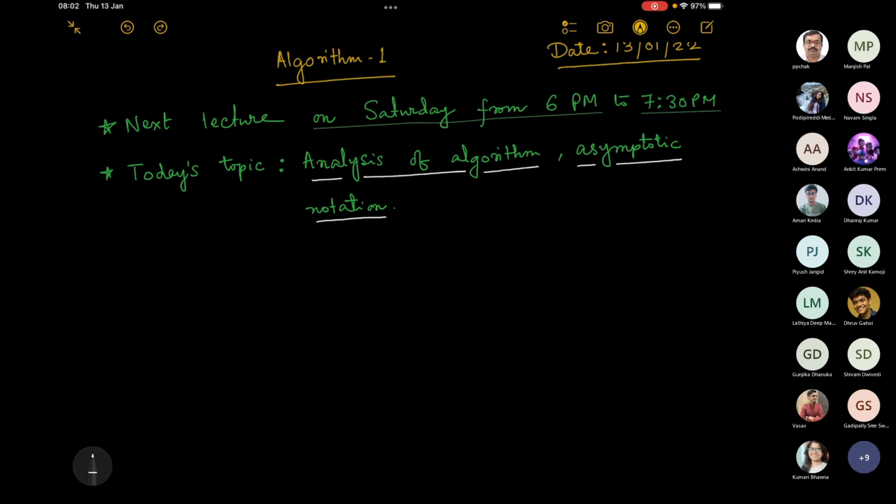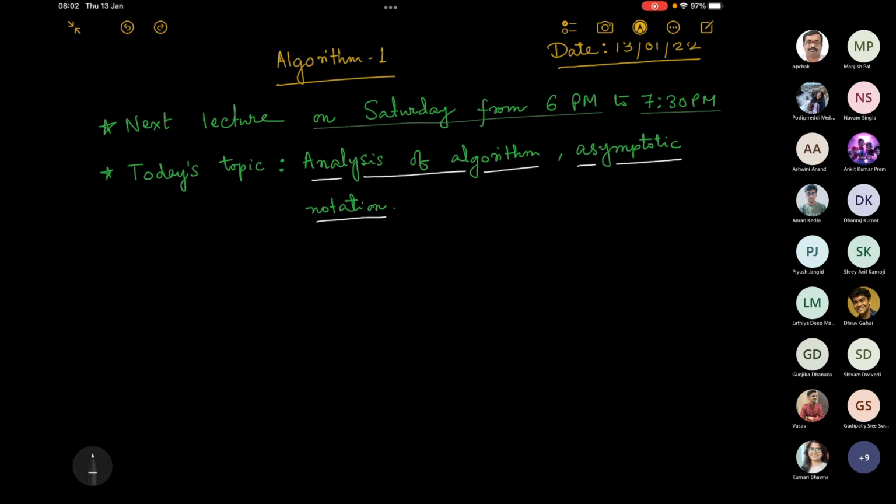Okay. So today's topic is analysis of algorithm and asymptotic notation. In the last class, we have seen the problem of finding minimum, maximum, second minimum, and so on. And we have seen a class of algorithms. We have compared how good is this algorithm, can we do better, or what is the minimum number of comparisons we need, so on and so forth. This all comes under analysis of algorithm.